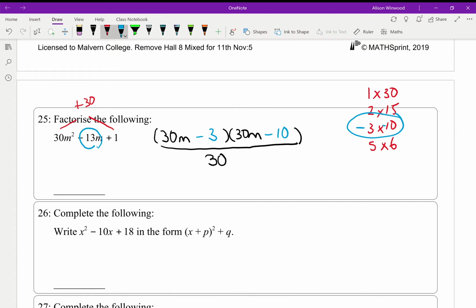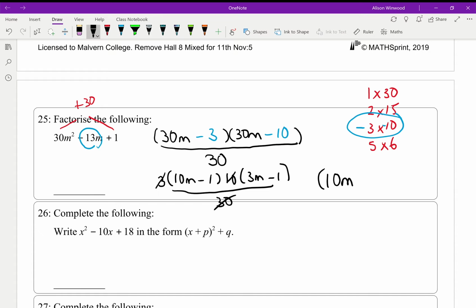If I factorise 3 out of the first bracket and 10 out of the second bracket, that 3 and 10 will cancel with my 30, so I'm left with 10m subtract 1 and 3m subtract 1 as being my factorisation. And I could expand that to check.